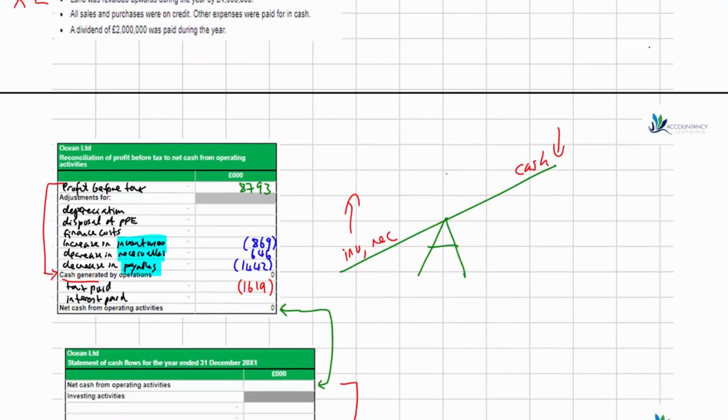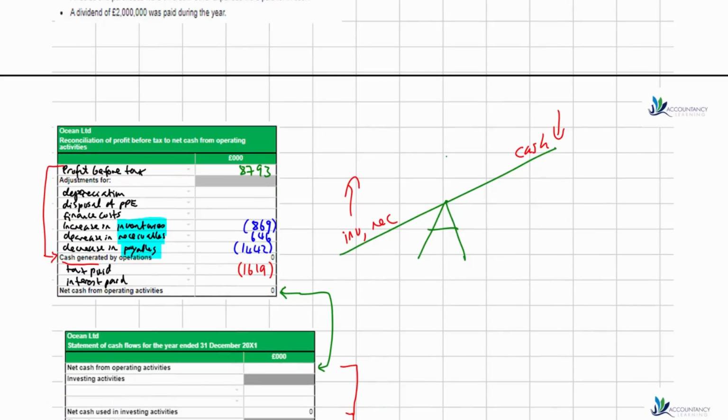So we need to put that loss in our answer. So we've got the disposal of property, plant and equipment. It was 189. It was a negative number in the profit and loss account, so it needs to be a positive number in these adjustments.